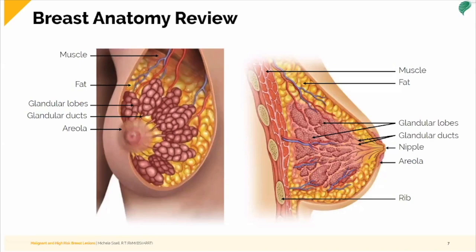Breast anatomy, we won't go too deep into this, but you do know that there's muscle and fat and lobes and ducts all the way to the areola. We are describing all these areas. We're seeing them on our images, and different cancers are found in different areas of the breast, which we'll go through.